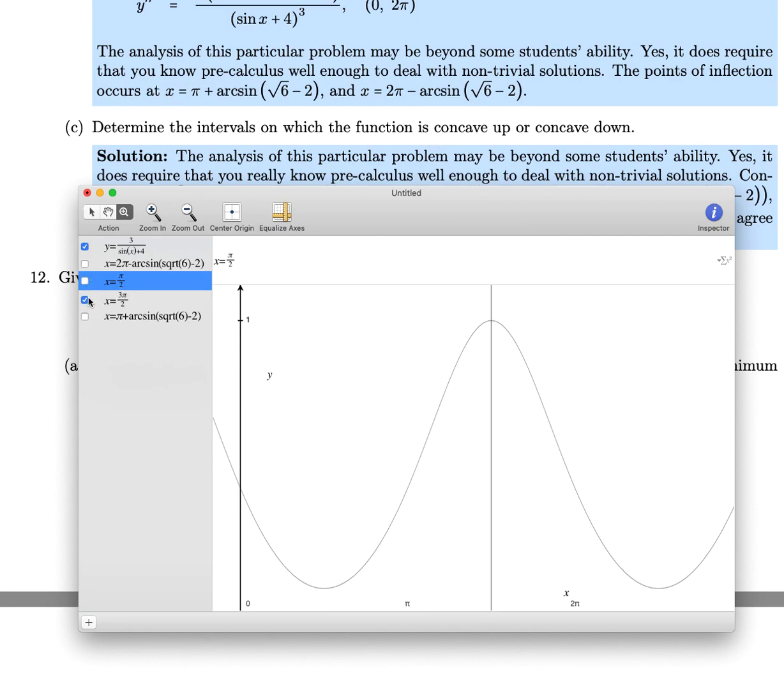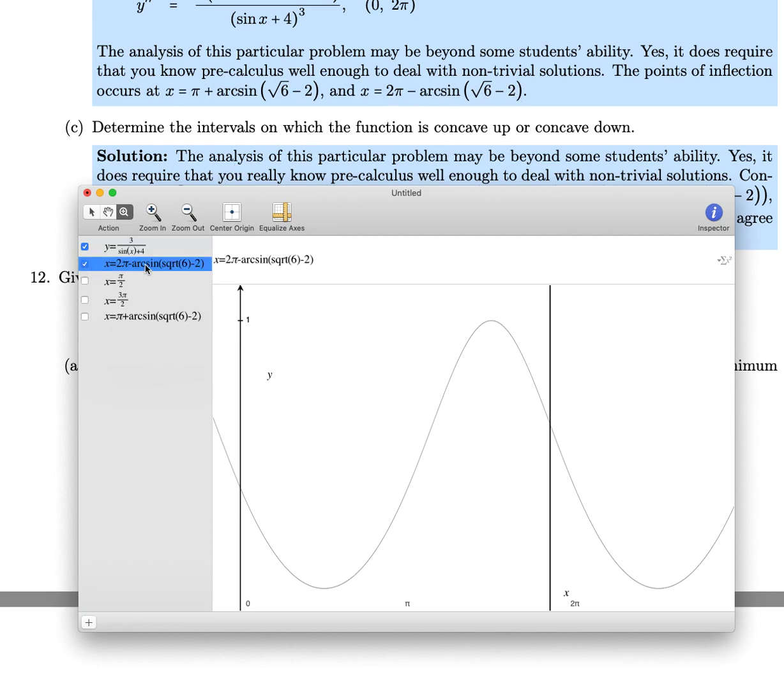Let me get rid of the min-maxes. And I had claimed there was points of inflection here. And what's that going to be? X equals pi plus the arc sine of root 6 minus 2. All right. Now, someone says point of inflection, what is that? That's where concavity changes. So I see concave up here, and then I'm seeing it's going concave down over here. I also claimed there was another point of inflection, and that occurred at 2 pi.